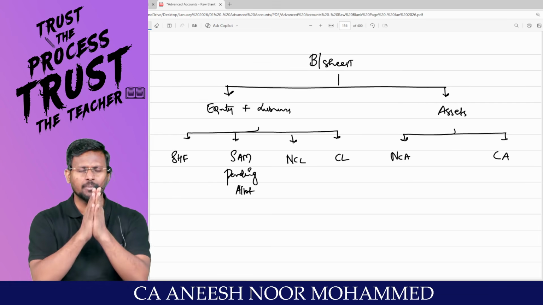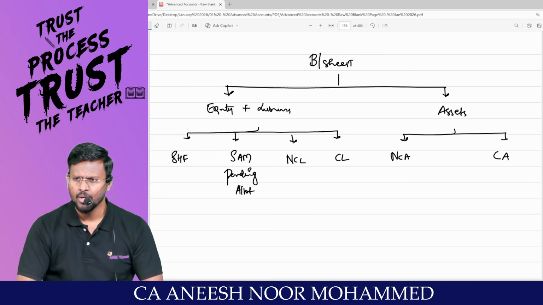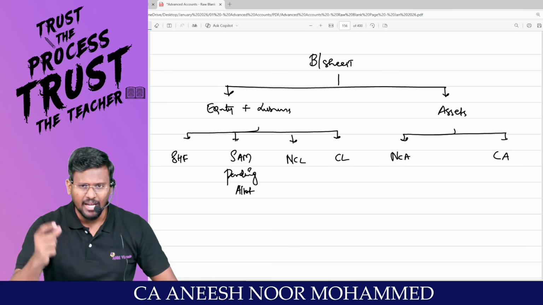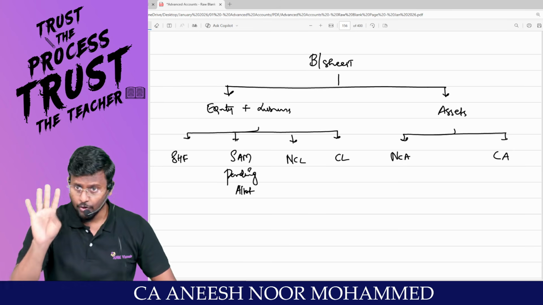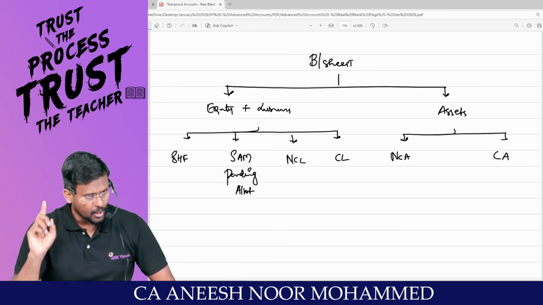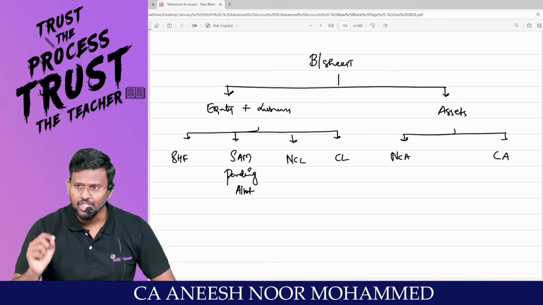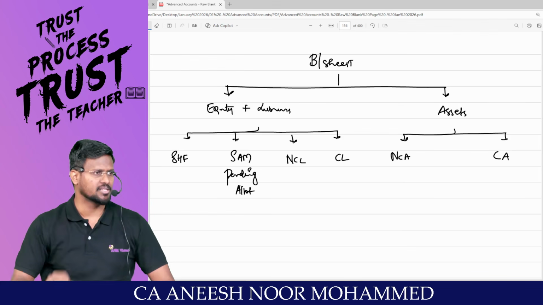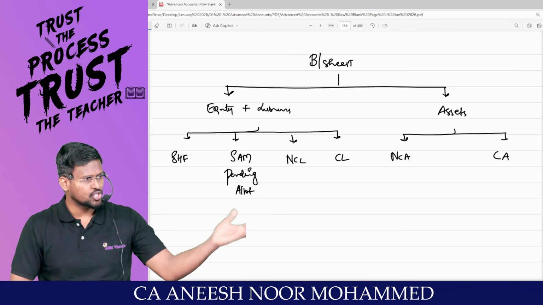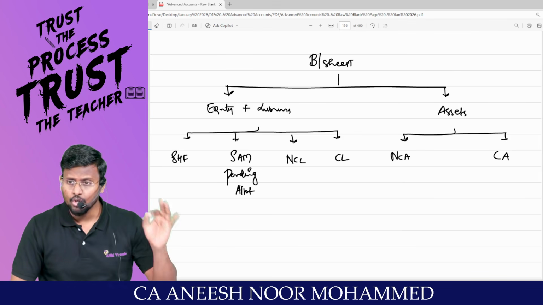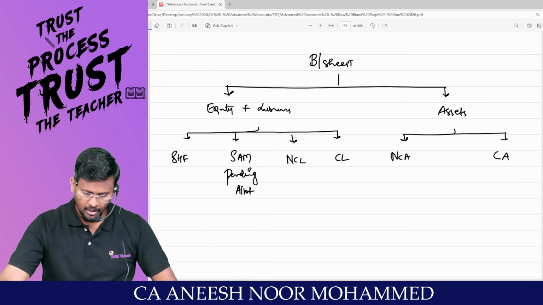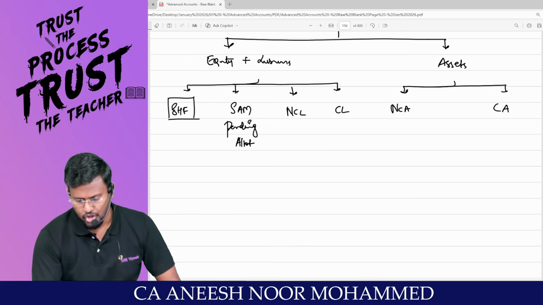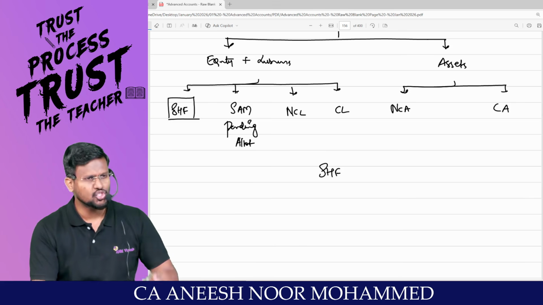Sir, the Schedule 3 balance sheet format is classified into 2 categories: equity and liabilities, and assets. Equity and liabilities is further classified into 4 categories. Number 1, shareholders fund. Share application money pending allotment. Non-current liabilities, current liabilities. Right, sir? Come to the next one. Asset side, you are having non-current asset and current asset. I'm coming to the first classification called shareholders fund.